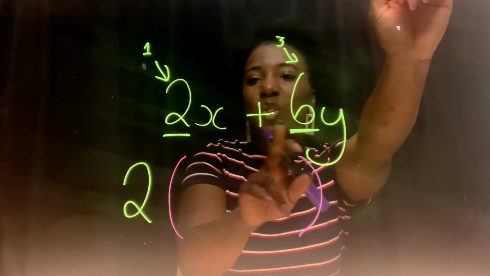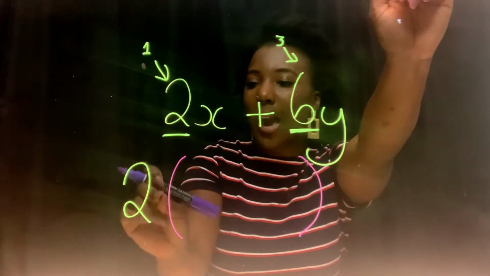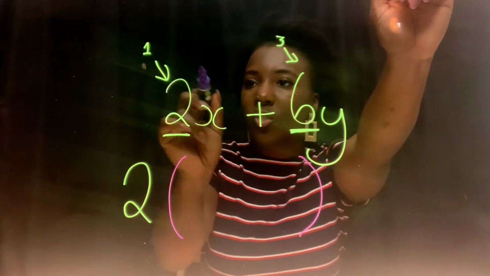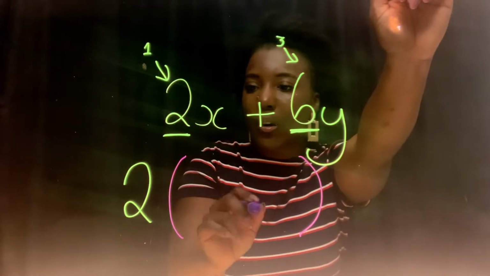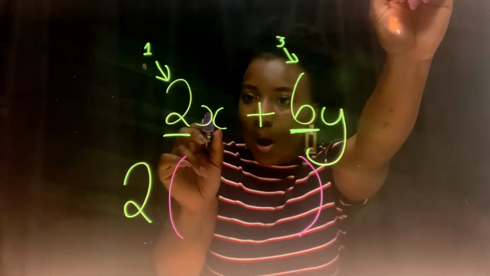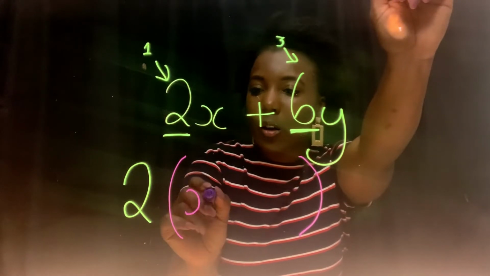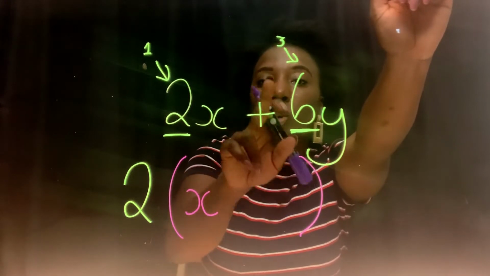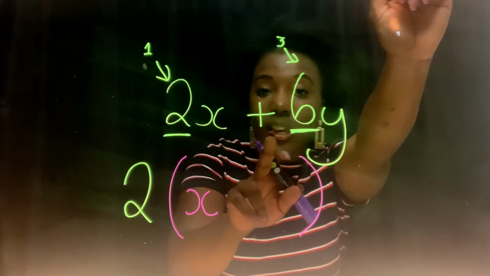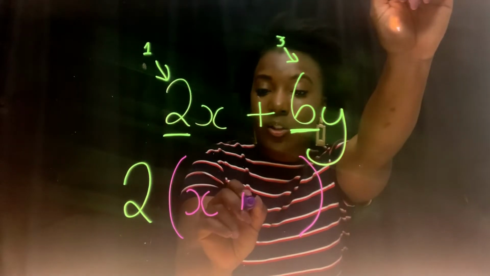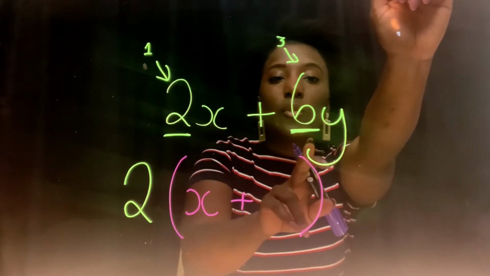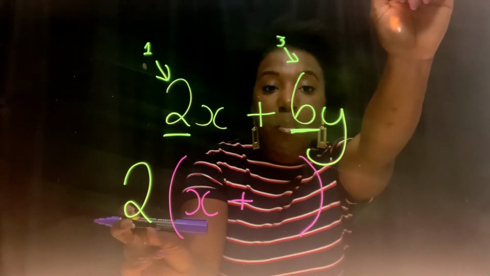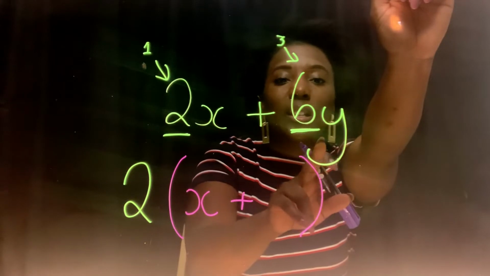Because we cannot take a common thing and put it outside, we now ask ourselves this question: what do we multiply by 2 to give us this part of the expression, 2x? Well, 2 multiplied by x gives us 2x. So x is the first thing in the brackets. We have got a function here, which is plus, so that is going to remain. And now we have got this 6y. So we have to take this 2 and ask ourselves, what do we multiply by 2 to give us 6y?